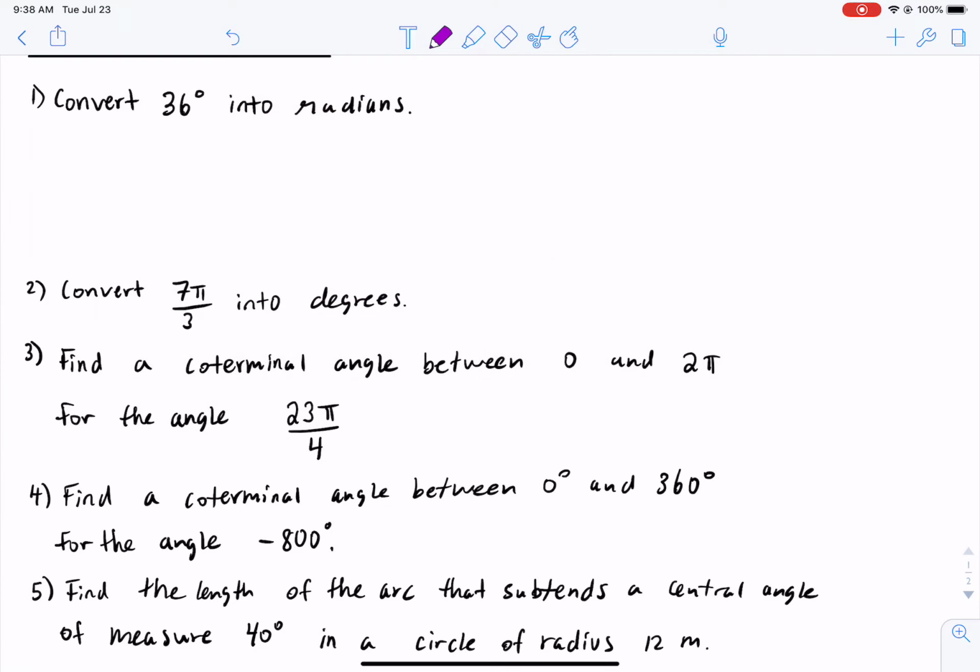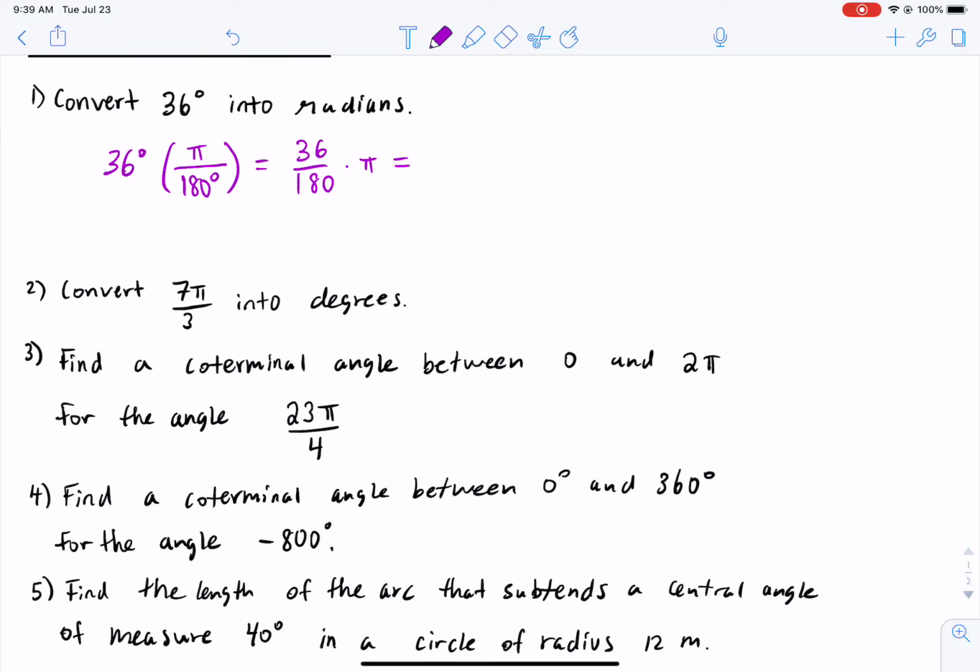So convert 36 degrees into radians. To convert from 36 degrees into radians, we multiply this by something that has degrees on the bottom, right? So we have 180 degrees on the bottom, and what will go on top? Pi. By having these degrees here as a unit of measure, measuring an angle, the degrees will cancel out, and so we are going to have 36 divided by 180 times pi.